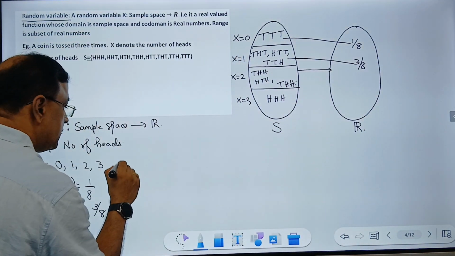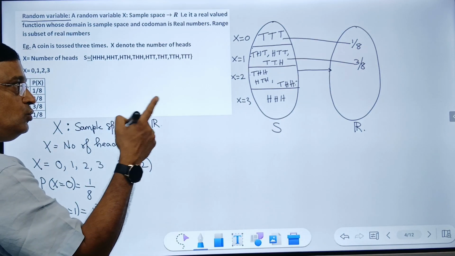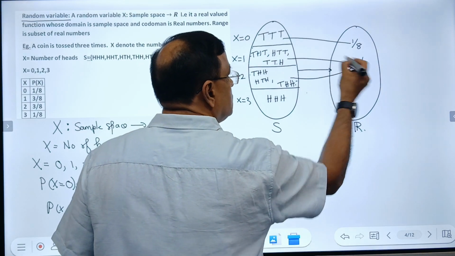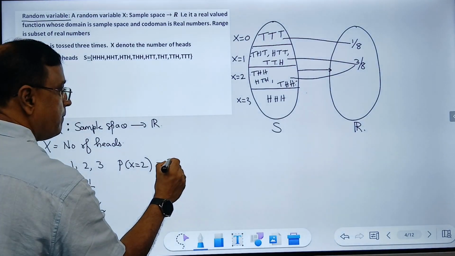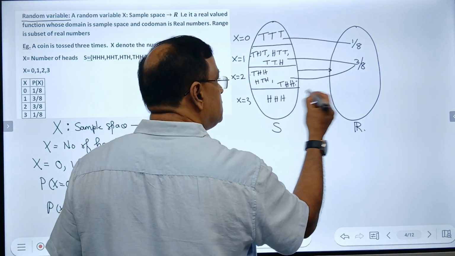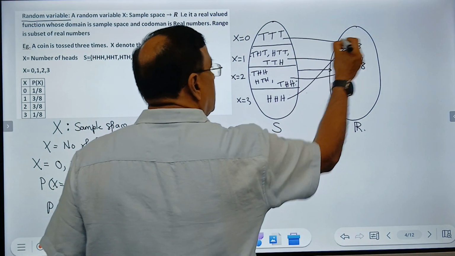Now what is the meaning of x is equal to 2? X is equal to 2 means 2 heads. So this will go to 2 heads, so it will also go to 3 by 8. And lastly, all are heads, all 3 are heads. So this will go to the number 1 by 8.